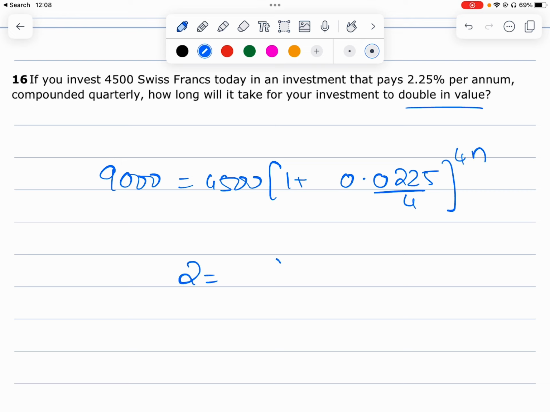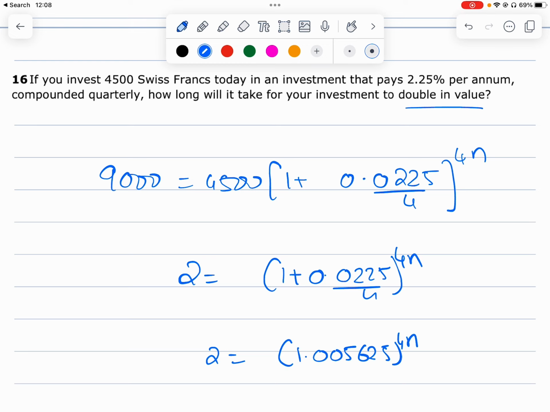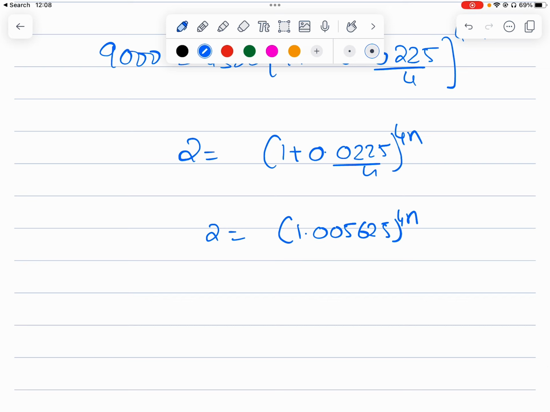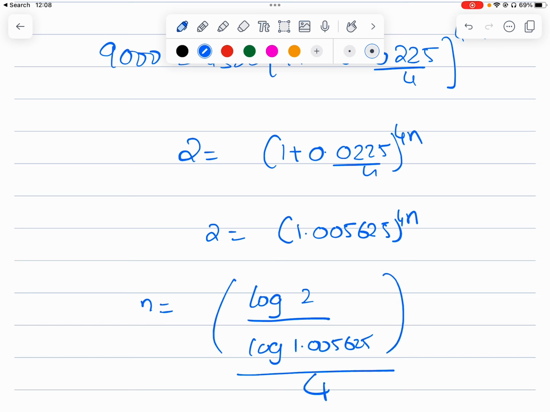So 2 should be equal to 1 plus 0.0225 upon 4, to the power of 4n. So 2 equals 1.005625 to the power of 4n. Use the graphing calculator, you should be able to get the value, or else you can use n equals log of 2 divided by log of 1.005625, whole divided by 4. Simplify that, you should be getting 30.9 years.